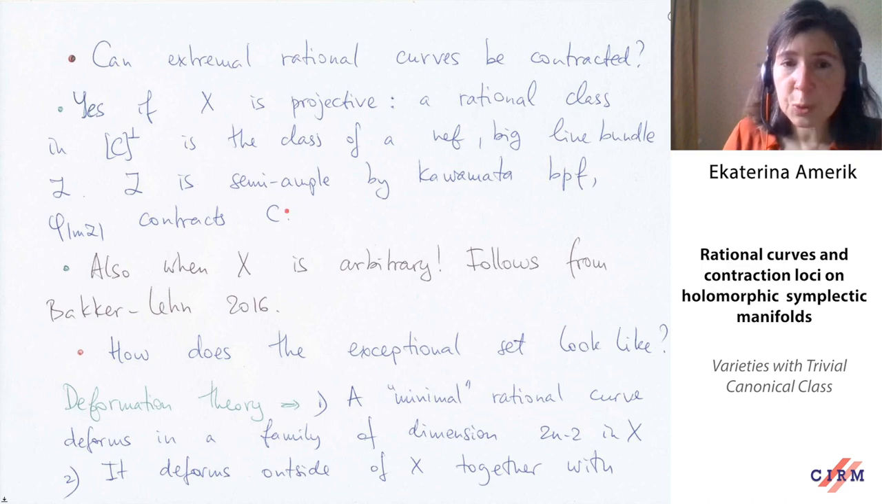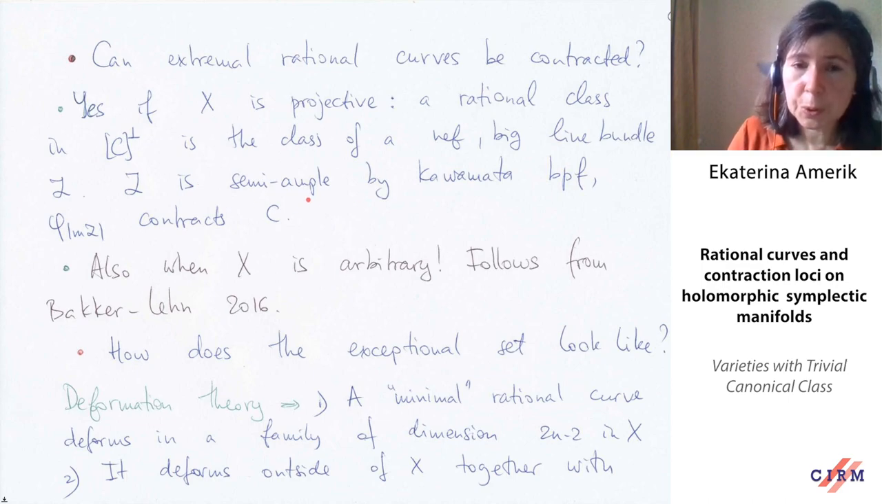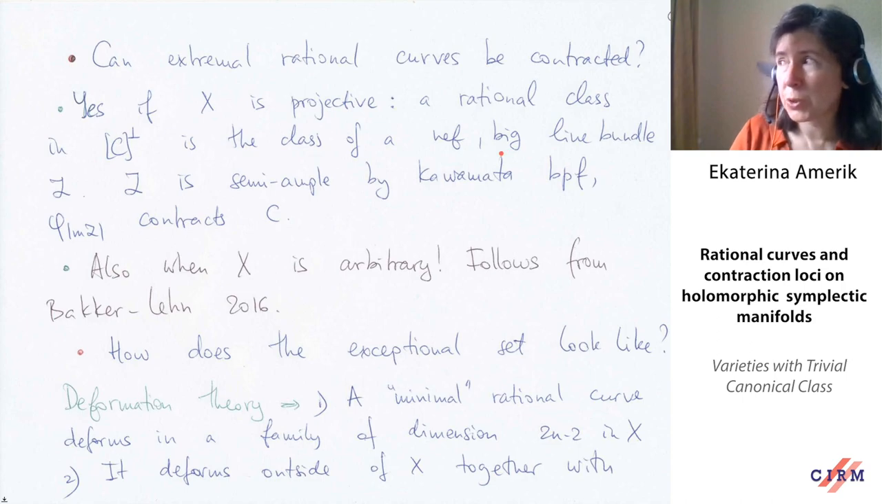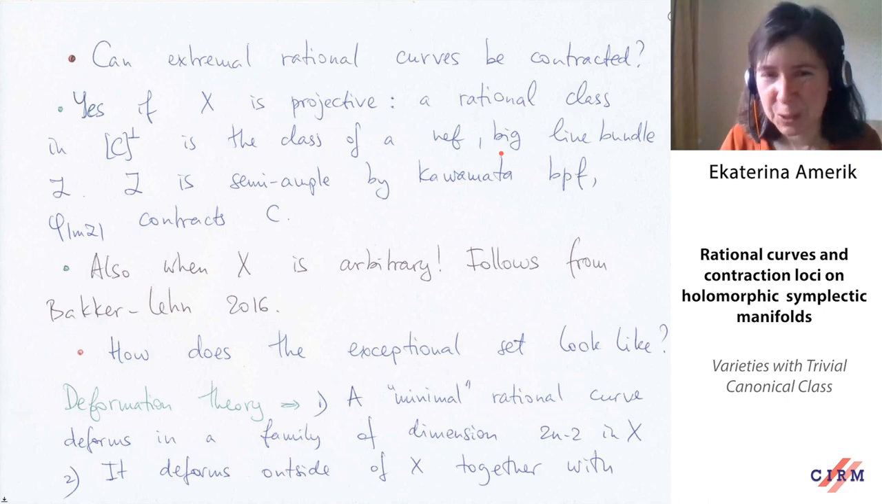By Kawamata's base point free theorem, you know that such a class is semi-ample. I mean, maybe this deserves a few words of explanation. So the class on such a wall is in the closure of the ample cone, so it is nef, and then it is big because it has positive square. It's just Hodge index theorem. Well, no, it's not Hodge index theorem, it's rather by definition.